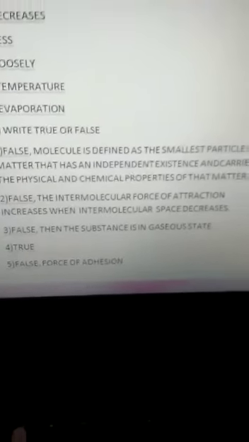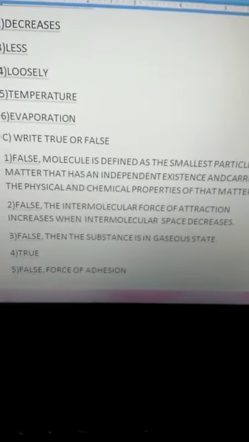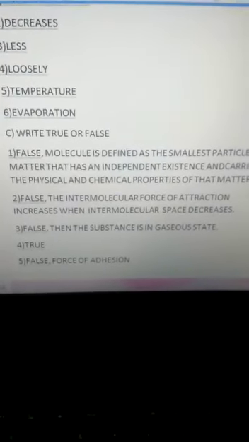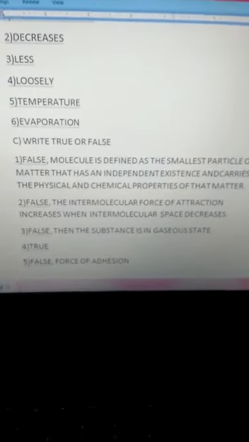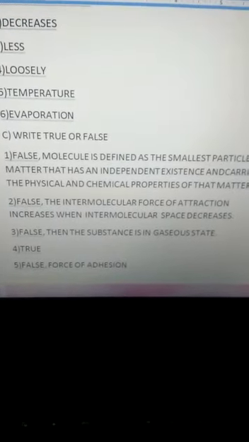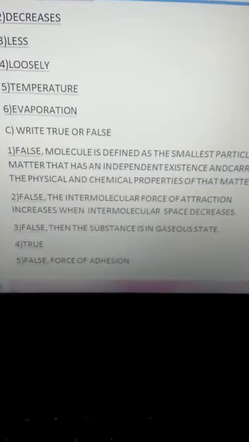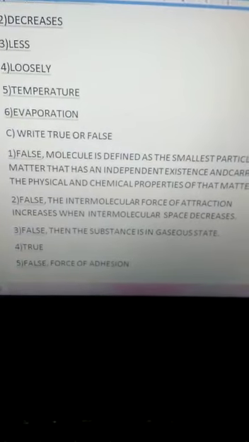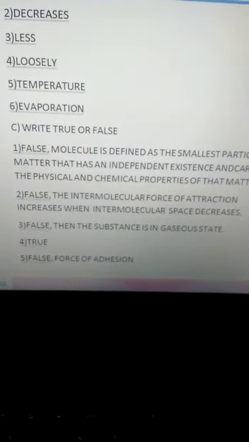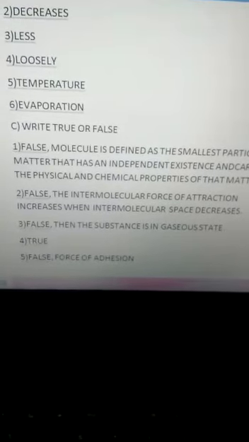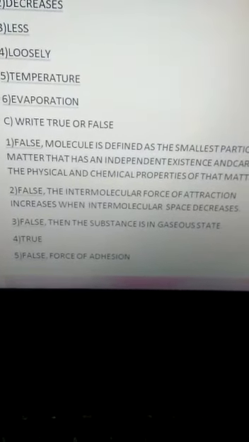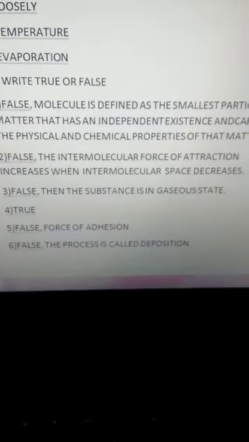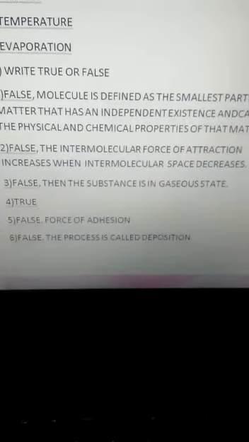That is, for the first one, the statement is false. Molecule is defined as the smallest particle that has an independent existence and carries the physical and chemical properties of the matter. Second one is also false. The intermolecular force of attraction decreases with increase in intermolecular space. Third one is also false. Then the substance is in gaseous state. Fourth one is true. Then fifth one again false. That is force of adhesion. Sixth one is false again. The process is called deposition.